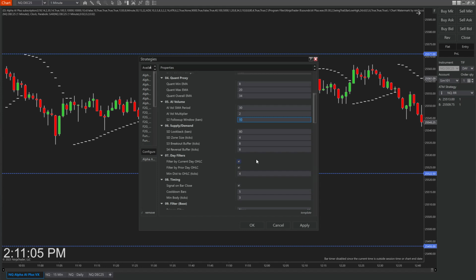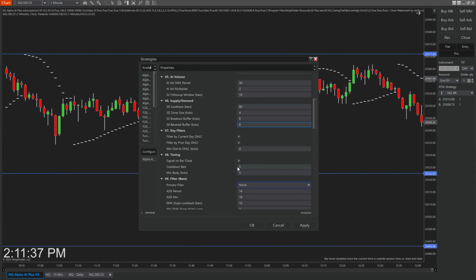And then we have the follow-up window bars. And then this supply and demand: the supply and demand look bars and the supply and demand zone area. And then this is the breakout buffer. If you take a breakout trade from the supply and demand zone, and the market goes up, tries to touch the supply and demand area and never touches it, like goes right here and back, how many ticks of buffer would I consider a breakout? In this case, 8. Same thing with the reversal.